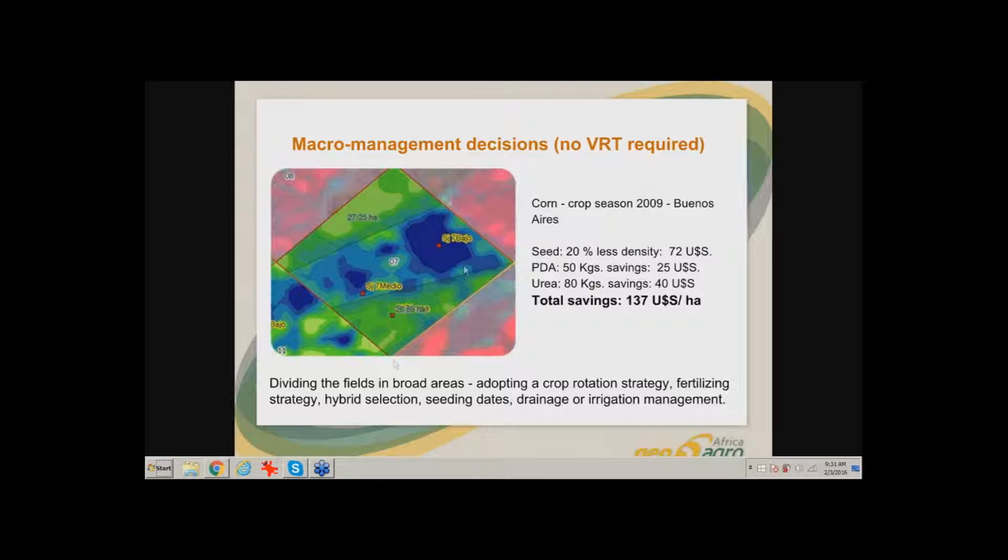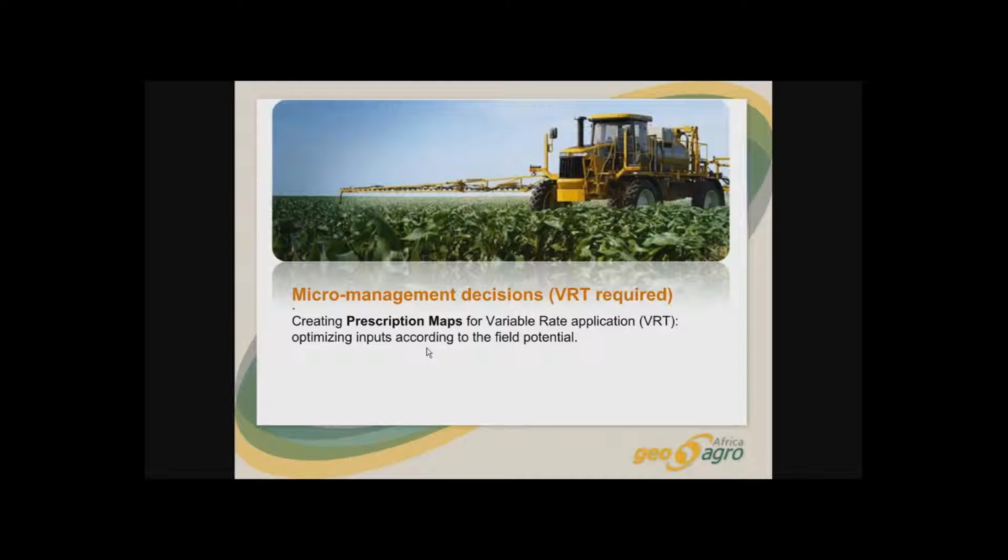So basically, macro management decisions involve dividing the fields into broad areas, and then based on that, we'll adopt a crop rotation strategy. Maybe different crops will be grown, and there will be a fertilizing strategy, hybrid selection, seeding dates, and drainage or irrigation management based on those broad zones. Then we come to micromanagement decisions, where we need to create prescription maps for variable rate applications and optimize inputs according to the field potential.